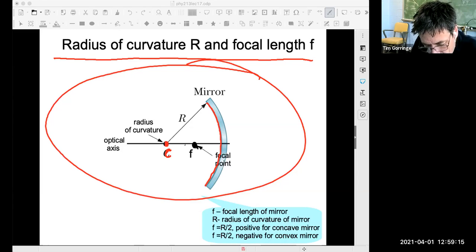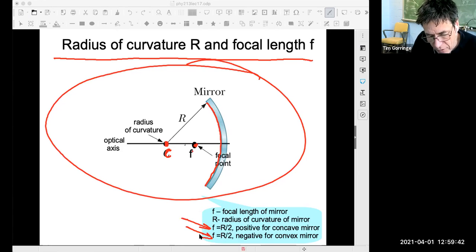More useful for ray tracing, for optics, is actually what we call the focal length. Here's the focal length. We give that the symbol F. And the focal length is simply, look down here, I wrote an equation for it. It's just half the radius of curvature. And so we'll use that focal length too.